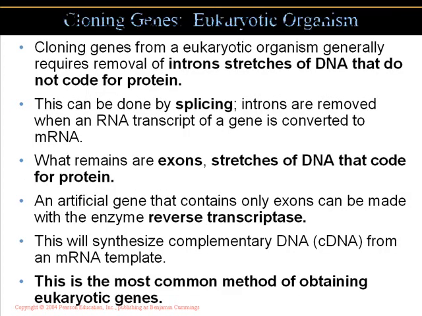And then you can go there and pull out, just like you go to the library and pull out a book, the genetic information that you need, and utilize this in a different organism to make multiple copies of it or to amplify it. And if we're doing this process in eukaryotic organisms, cloning genes from eukaryotic organisms generally requires the removal of stretches of DNA, introns, that do not code for specific proteins. You want those out because they just take up space.